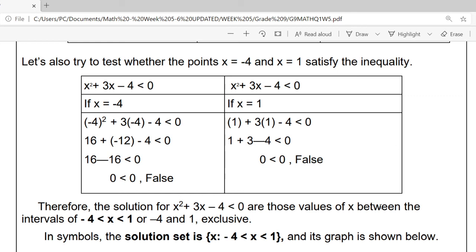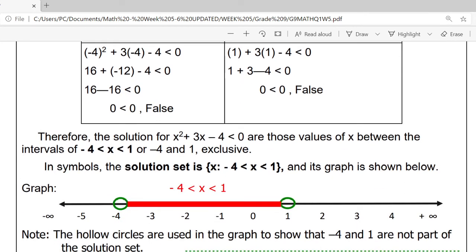So from here, the solution for x squared plus 3x minus 4 less than 0 are those values of x between the interval negative 4 and positive 1. So the solutions are the values of x greater than negative 4 but less than 1, exclusive of negative 4 and 1. These are not included in the solution.